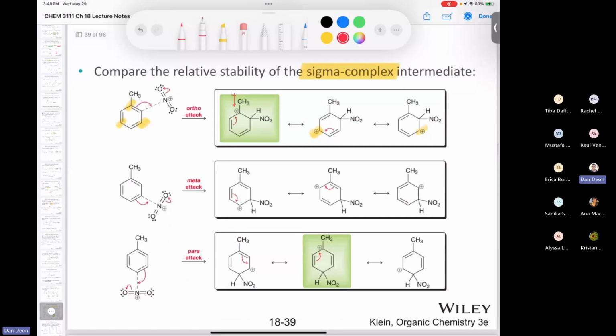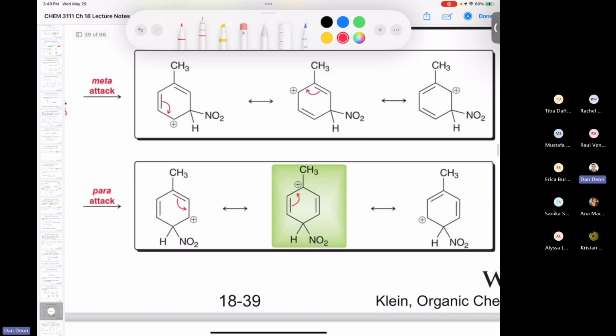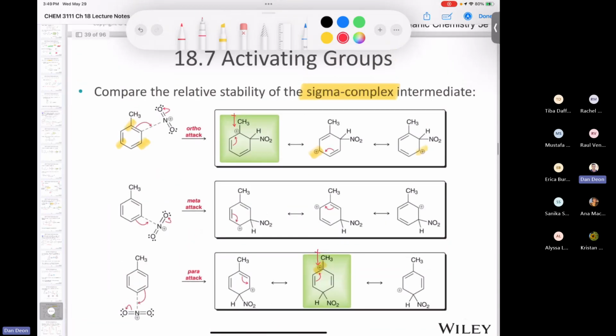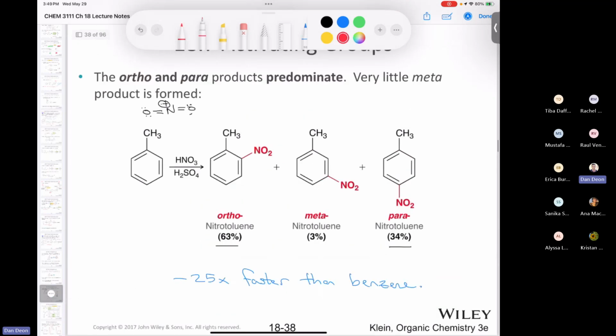When you have the attack occurring at the para position that's shown on the bottom, you notice that if you draw all three resonance contributors of the sigma complex, one of them ends up with a positive charge also being adjacent to that methyl group, which is pouring electron density into that carbocation, which stabilizes it. With the meta attack, you see no such sigma complex. So that provides us with a rationale as to why the ortho nitration and the para nitration are the major products of this reaction.